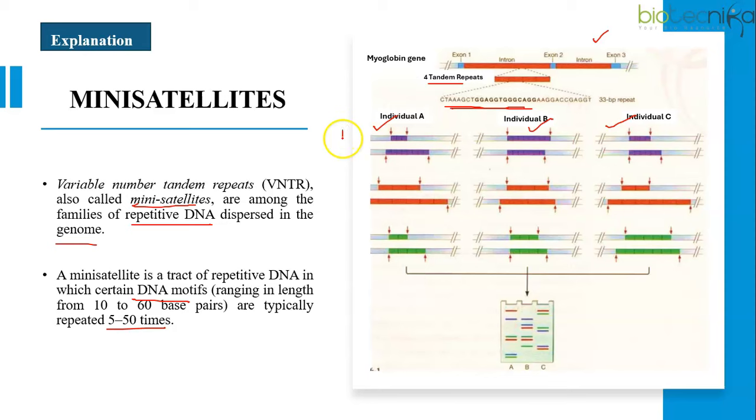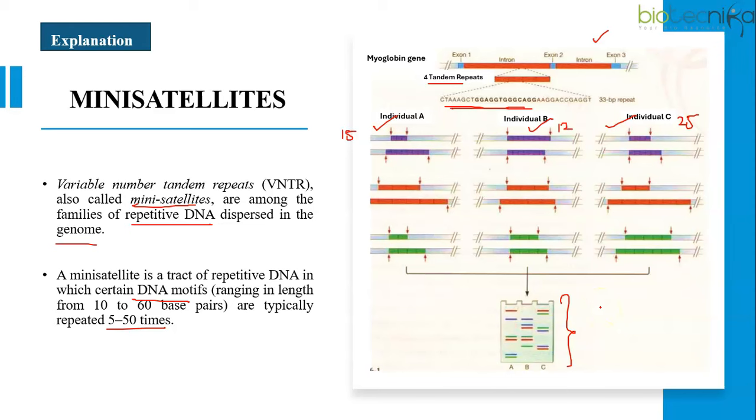Like in individual A, it can repeat 15 times, in individual B it can repeat 12 times, or in individual C it is repeated 25 times. So when we analyze this minisatellite, or when we analyze these repetitive sequences in tandem, the DNA profile we get will show the polymorphism in these individuals. They will show the variation at the genetic level in these individuals. So this way we can study the polymorphism.